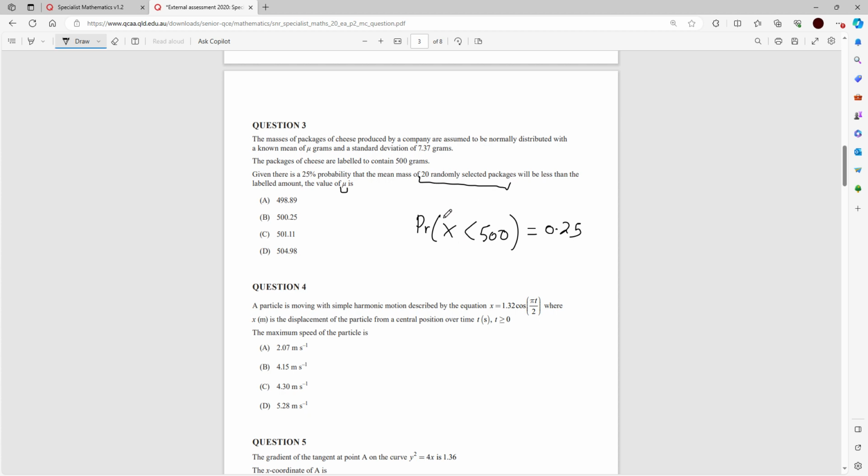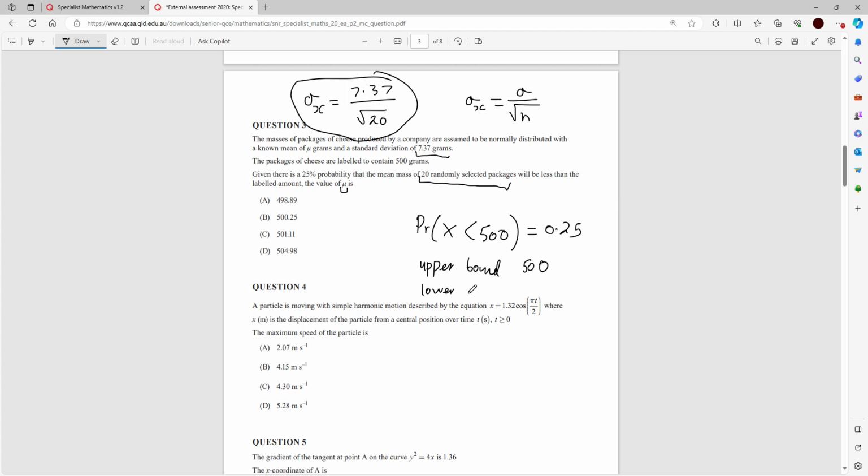So in the specialist formula, we can't be using this standard deviation in our normal distribution. You need to use the new standard deviation, which is the old standard deviation divided by the square root of the sample size. So the standard deviation you want to be using is 7.37 divided by the square root of 20. Okay, so a lot of people will lose their marks because they didn't do this bit first, but they said 20 randomly selected packages, so it's a sample. So ideally we want to know when this is true here, okay? So your upper bound would be 500, and in this case here you can choose your lower bound as, let's say, 0.